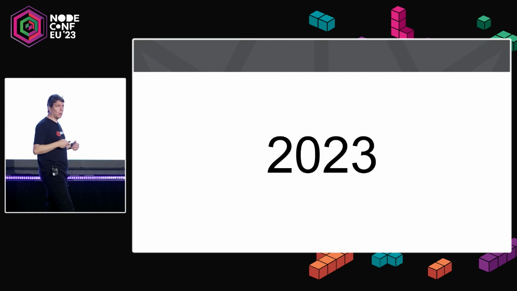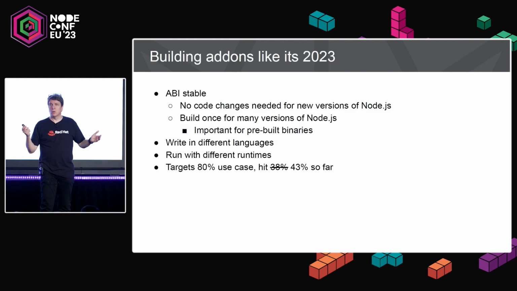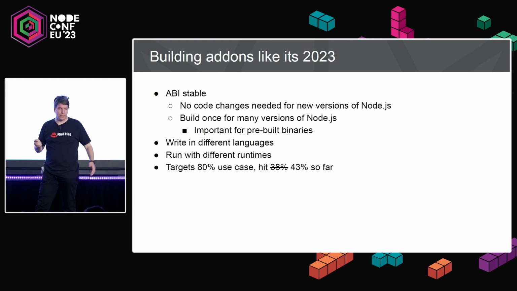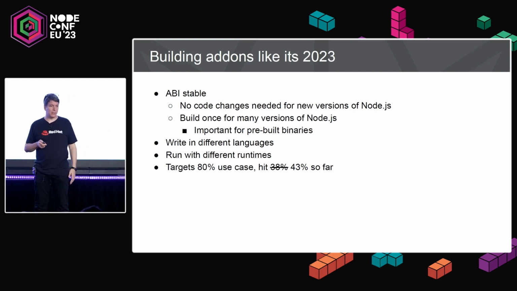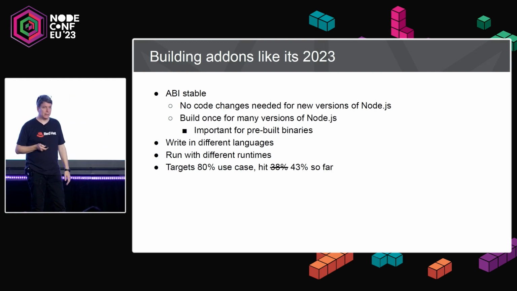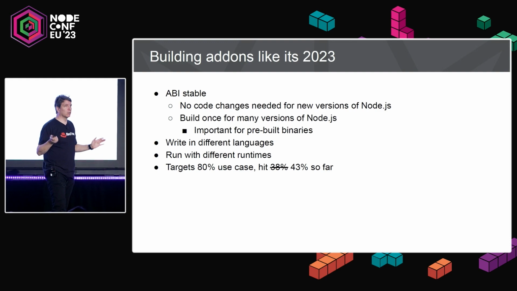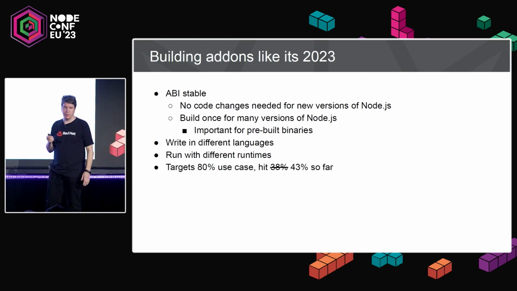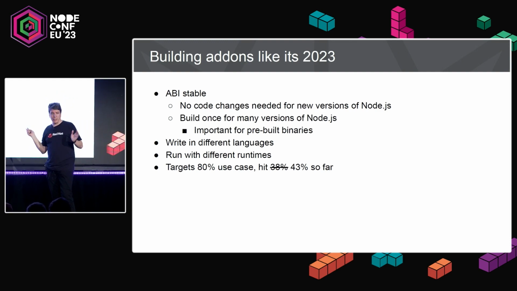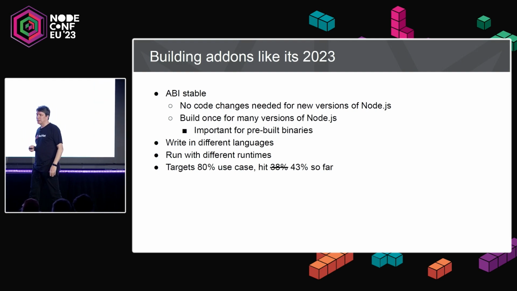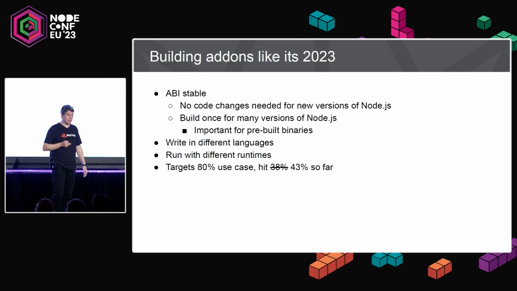So let's move forward to 2023, because that's what year it is now. Where are we? We're at the point where we have an ABI-stable API. We don't need any code changes for new versions of Node.js. We can achieve that build once for many versions of Node.js, which I mentioned is really important for people who build pre-built binaries. I showed that you can write in different languages and that we can run with different runtimes.